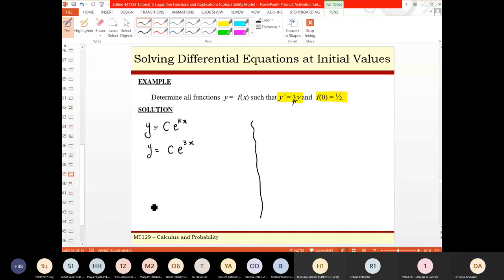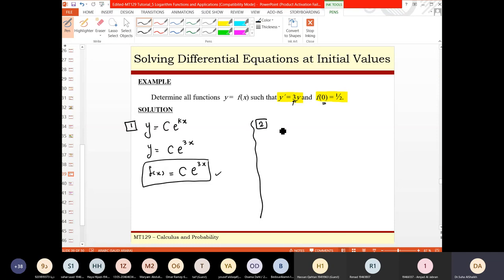Good? Now I'm going to call it f of x, because here we are using f of 0. I'm going to call it f of x equal to c exponential of 3x. So this is the first part of the solution. Now if they didn't give me an initial condition, I would say that's it, this is the solution. But since they give me one more condition, I will have a second step. This is step number 1. Now this is step number 2.